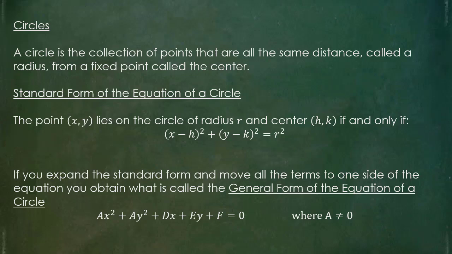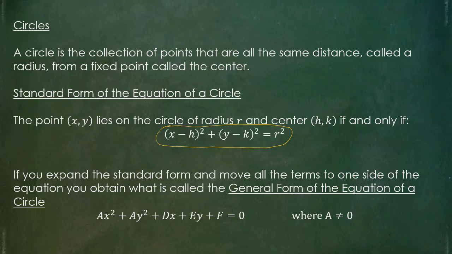So just to review, a circle, if you recall, is just a collection of all the points that are all the exact same distance, which we call a radius, away from a fixed point, which we call the center. Now the standard form of an equation of a circle is essentially the point x comma y will lie on a circle with a radius of r and center h comma k if and only if it satisfies this expression of x minus h quantity squared plus y minus k quantity squared equaling r squared.